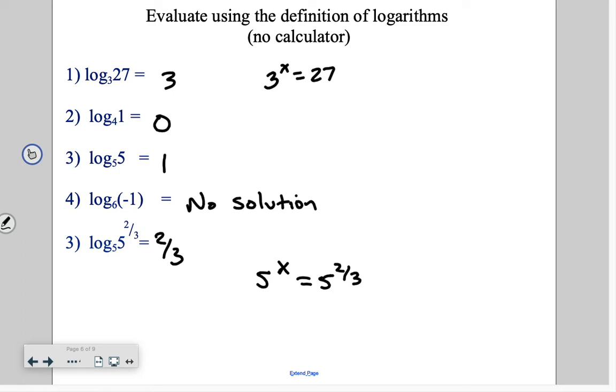5 to what power equals 5 to the 2/3? Just like here, we said 3 to what power equals 27. Here we said 4 to what power equals 1. Here we said 5 to what power equals 5. It's still the same thing. You can think of it in terms of your exponential form. 5 to what power equals 5 to the 2/3? 2/3. The reason I bring this part up is up here we said anytime your argument and your base are the same, we have an answer of 1. Here, if we add an exponent to that, your answer is the exponent, because that's what we're finding. And like I said, we'll add some properties. This will make more sense as we move forward.